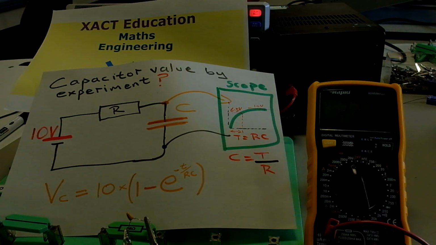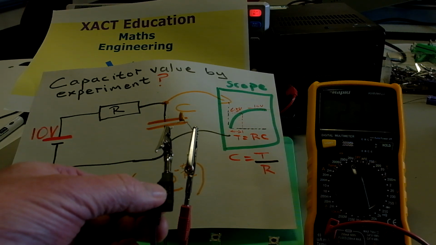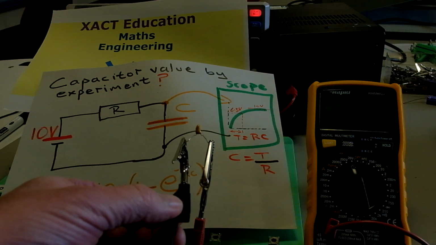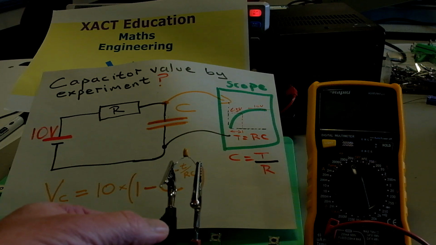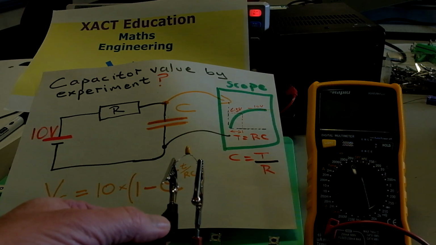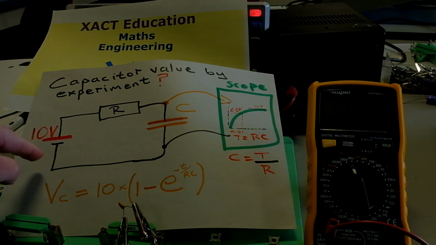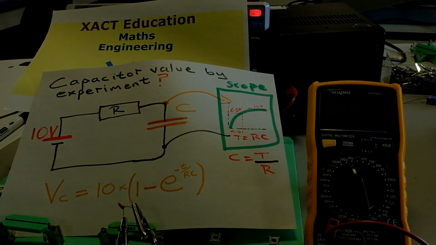Hi there, the purpose of this video is to determine capacitor value by experiment. What we've got at the moment is a little capacitor here. We can measure it on the meter as being 2.32. Can we verify if that value is accurate? Seems valid. Well, what we can do is use the DC RC voltage across the capacitor charge curve.